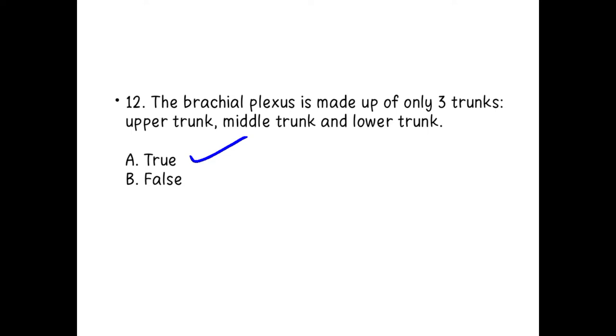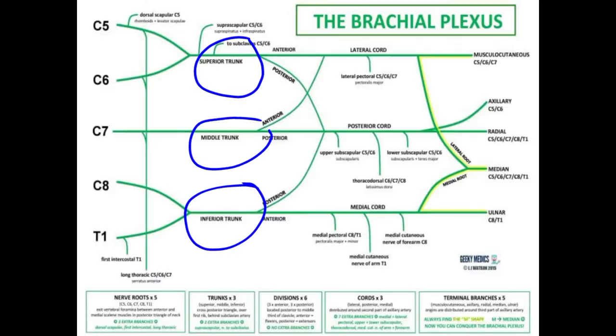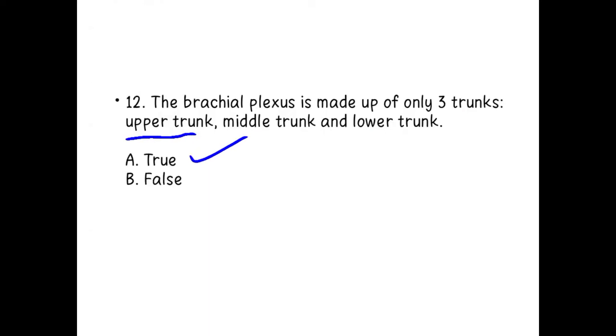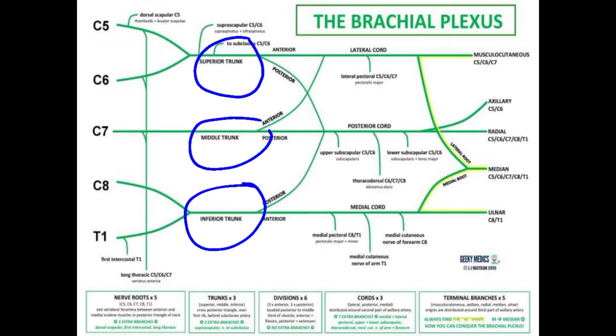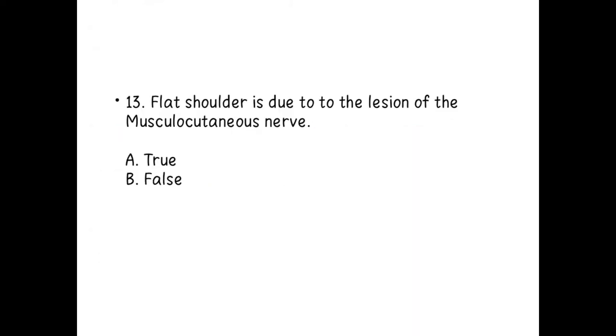So in this place, it was called upper trunk, and here was called superior. So it's the same thing: middle trunk, lower trunk, inferior. So we hear the word superior, up, inferior, downwards. So moving on. Number 13, flat muscle is due to the lesion of the musculocutaneous nerve. True or false?